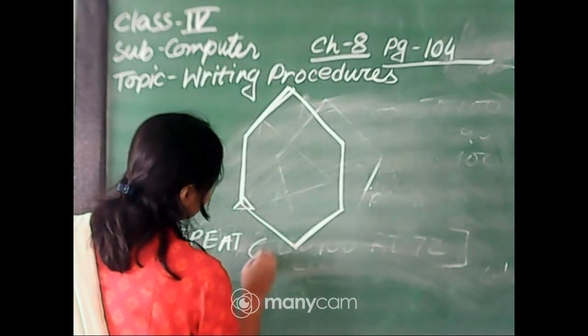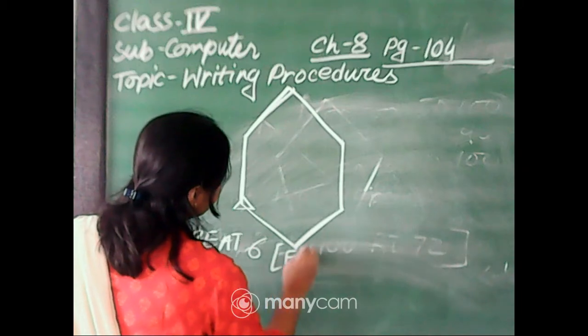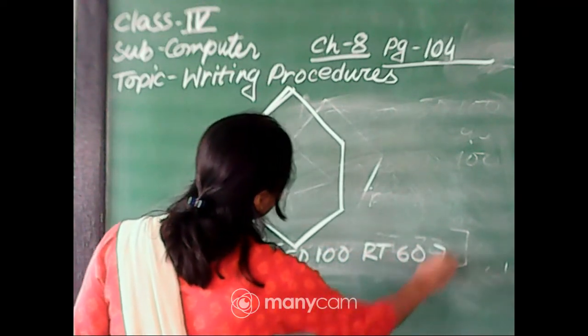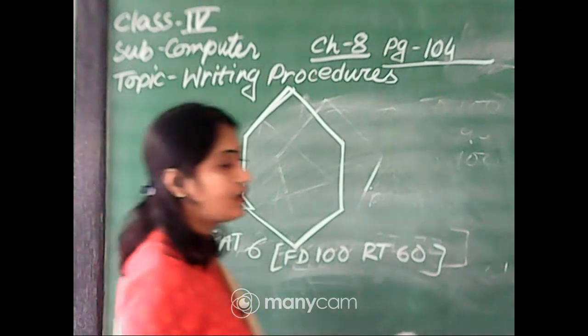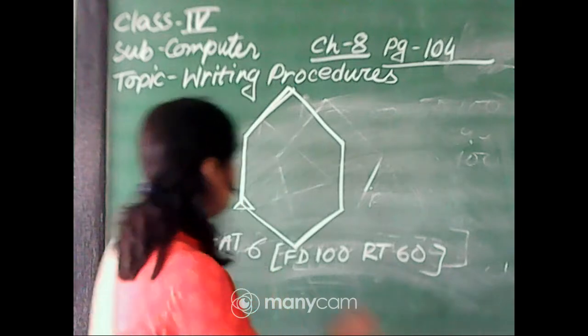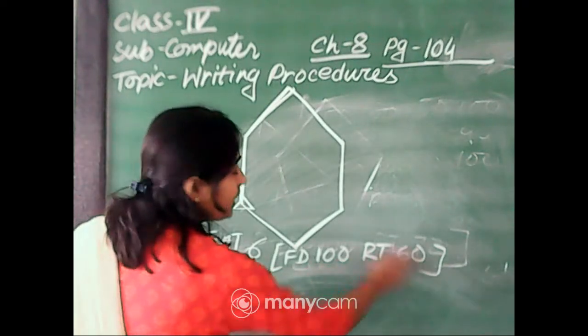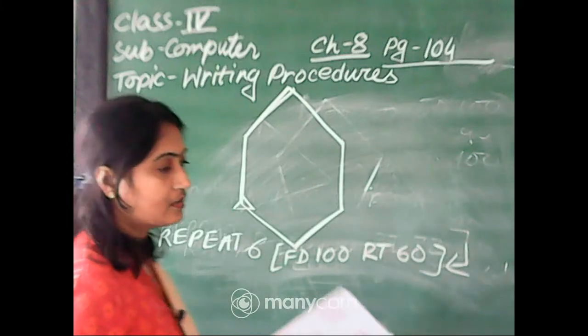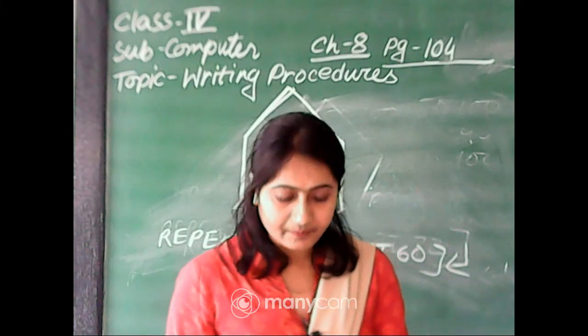Repeat 6. How many times to repeat? Repeat 6, FD 100 RT 60. If you want to draw a hexagon, the angle is 60. Repeat 6, FD 100, RT 60, then press the Enter key. You can see this hexagon will be drawn on the main screen.